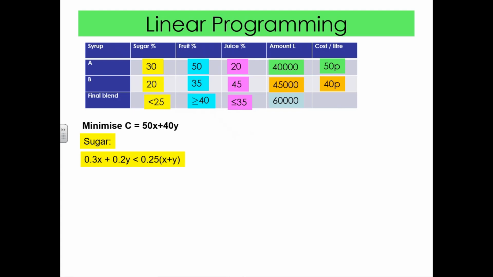And by the way, I think this is a really, really hard example. So this is from this first column here. So 0.3x plus 0.2y is less than or equal to 0.25 of the total, x plus y. And we're going to do the same for the fruit and the juice as well. It turns out if you simplify this, you just get x is less than y. You can just write that down.